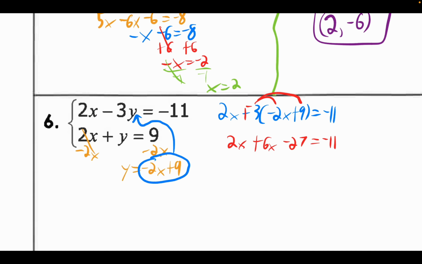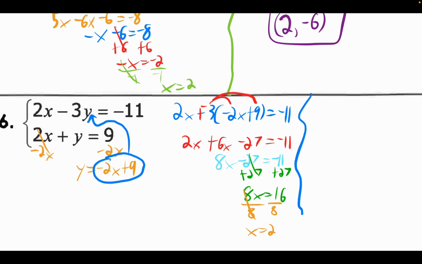Now I'm going to go ahead and combine like terms to get 8x minus 27 equals negative 11. Add 27 to both sides. And I get 8x equals 16. As I divide both sides by 8, I get x to be 2.